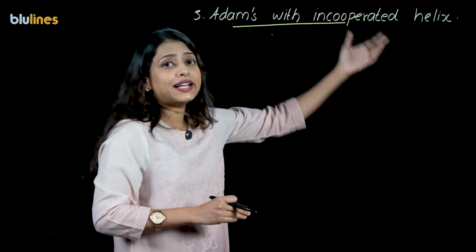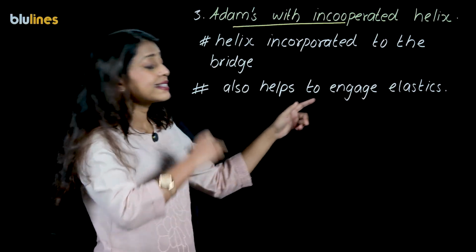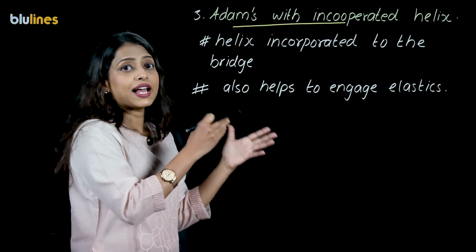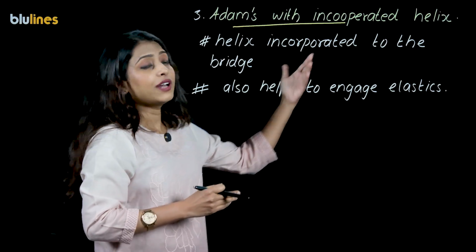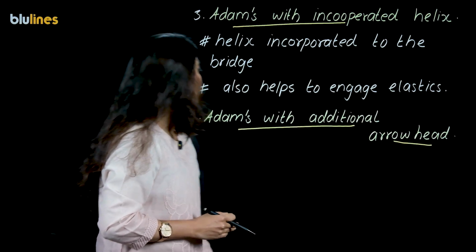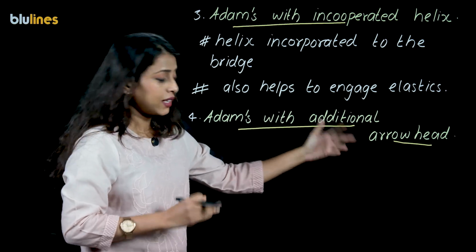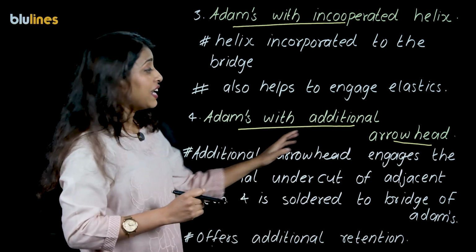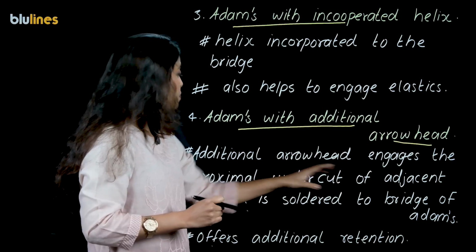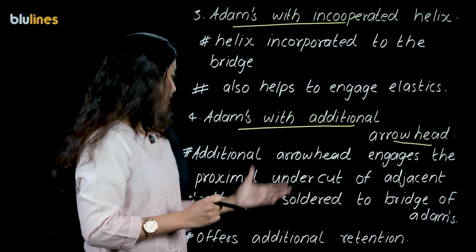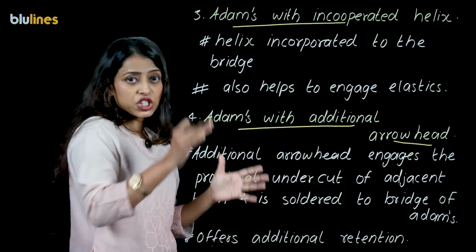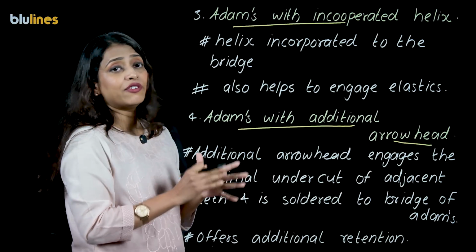Adams with incorporated helix. Here again a helix is incorporated into the bridge of the conventional Adams clasp. This helps to engage elastics. Adams with additional arrowhead. Here an additional arrowhead, which engages the proximal undercut of the adjacent teeth, is soldered to the bridge of the conventional Adams clasp. This helps in giving additional retention.